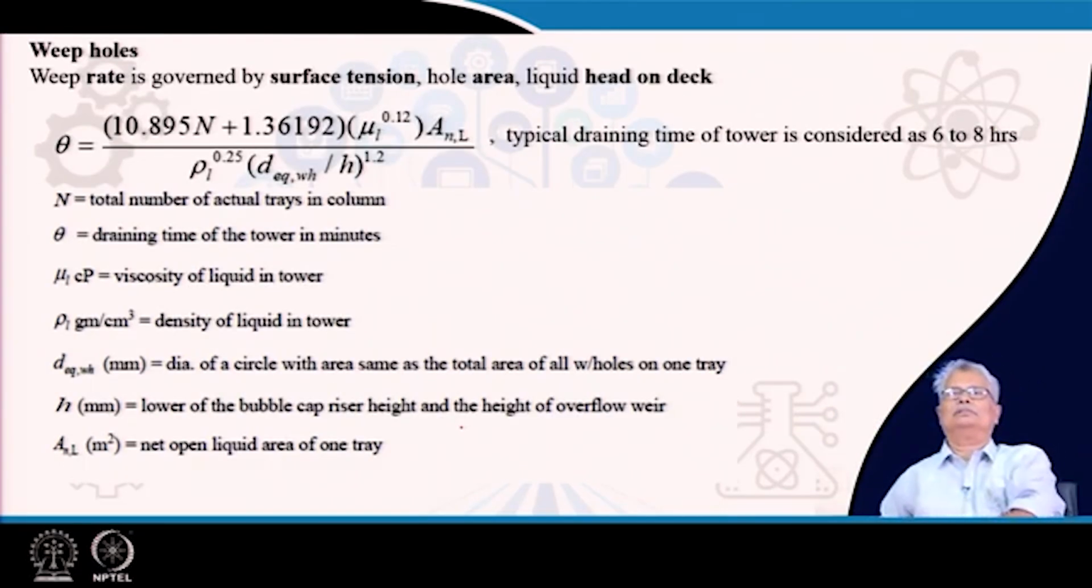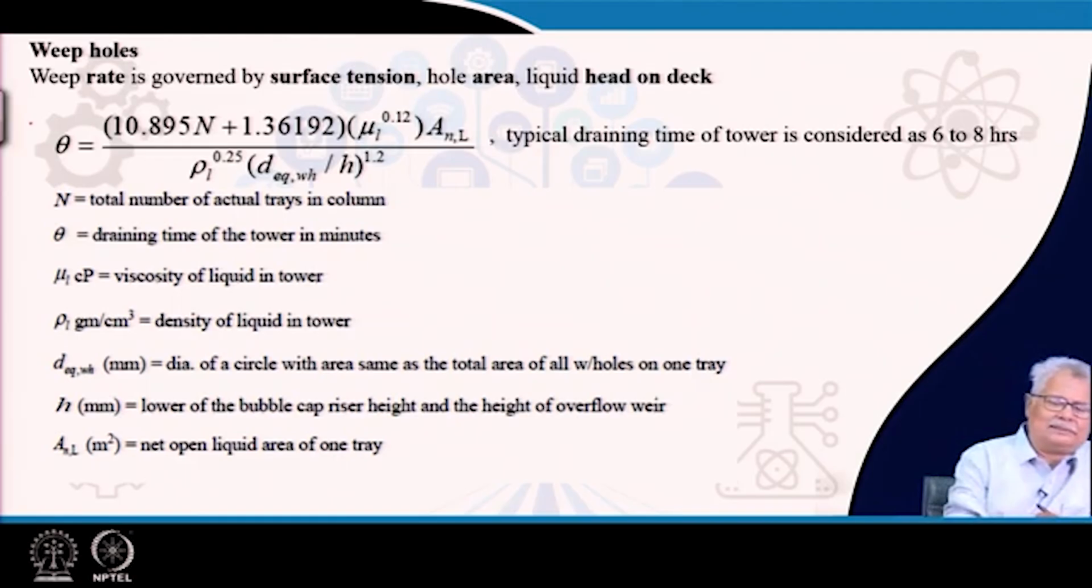Now, why do we need to have this weeping arrangement? We want that after my operation has stopped, possibly I will be sending my column for maintenance. Typical time we allow for a column to cool down is roughly about 4 to 6 hours. So, there is an empirical expression which talks about estimating the draining time of the tower in minutes, which is this theta. Theta is in minutes. N is the actual number of trays which is provided in your tower. The liquid drains through the weep holes, so naturally its viscosity is important. If its viscosity goes up, draining time should go up. So, naturally it will be involving the liquid viscosity as well.